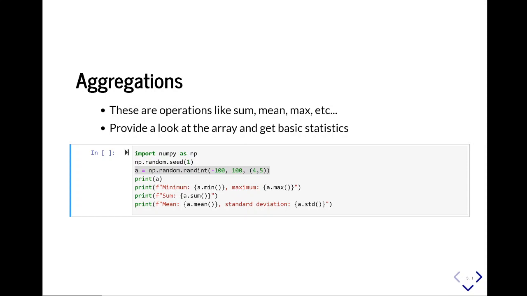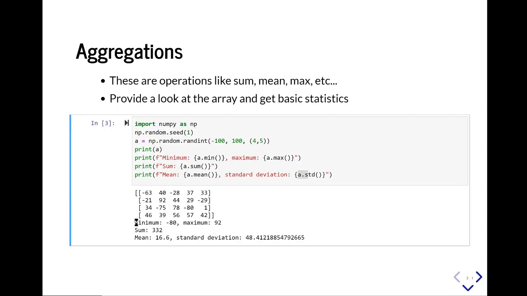And these provide operations that a lot of us are probably familiar with. That includes sum, mean, max, min, standard deviation. And they provide us a look. You can look at the array and get basic information out of it and statistics. So what we're going to do here is import numpy as np, create a random int array, print it out, look at the minimum and maximum values, sum them up, get the average value and the standard deviation.